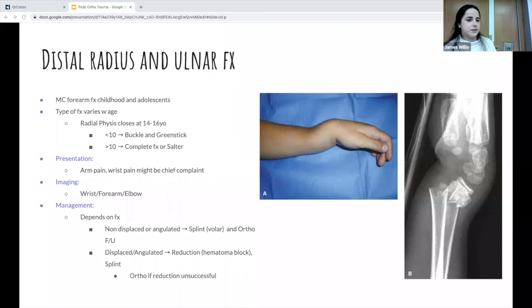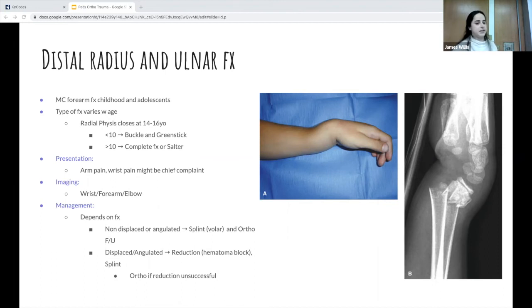And then distal radius or ulnar fracture is one of the most common fractures of childhood. The type of fracture that you're going to see on the x-ray is going to depend on the patient's age. If it's a young patient, you will probably see a buckle or ring stick fracture. As the patient gets older, you can see a complete fracture or a Salter-Harris fracture. They can present with arm pain, wrist pain. You also want to get images of the wrist, the forearm, and the elbow.